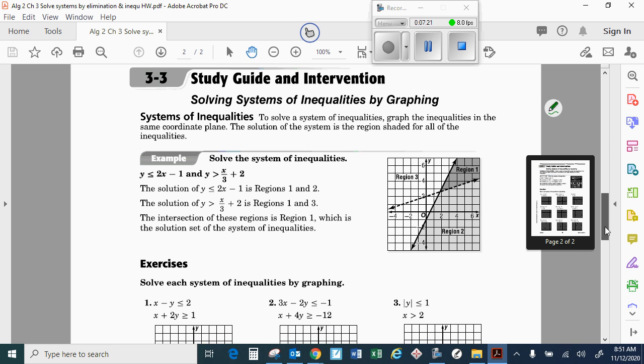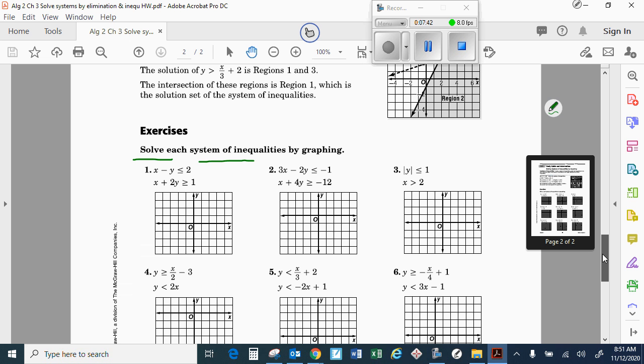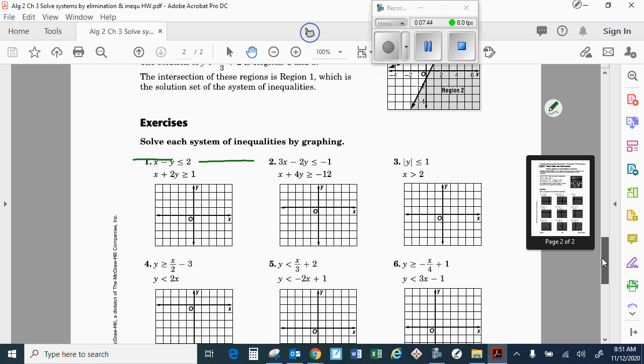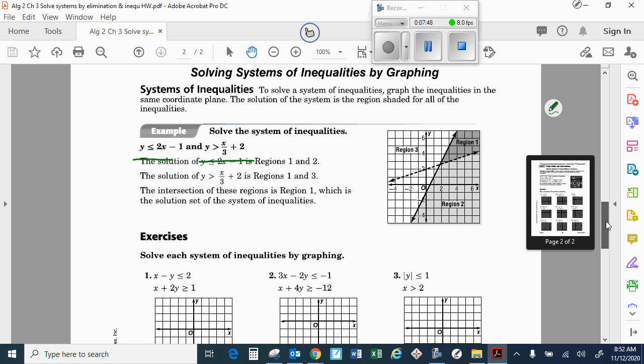And other side, solve systems of inequalities by graphing. Okay, so go ahead and solve for y. Put it in slope-intercept form if it's not already there. So notice 1, 2 are not in slope-intercept form. So go ahead and solve for y. Put them in slope-intercept form. 4, 5, and 6 already are for you. 7, 8, and 9 are not. Solve for y. Put them in slope-intercept form.